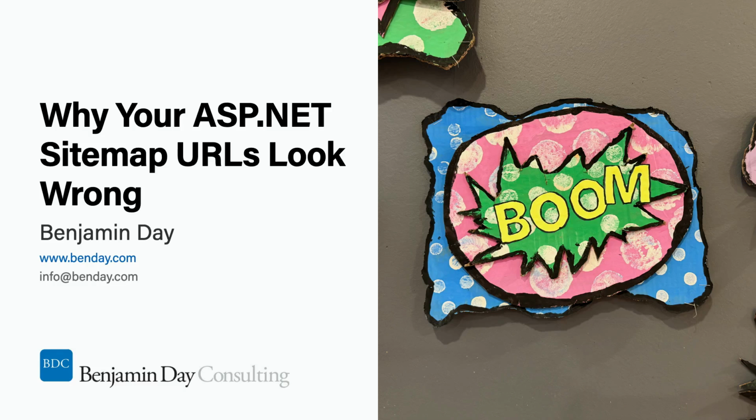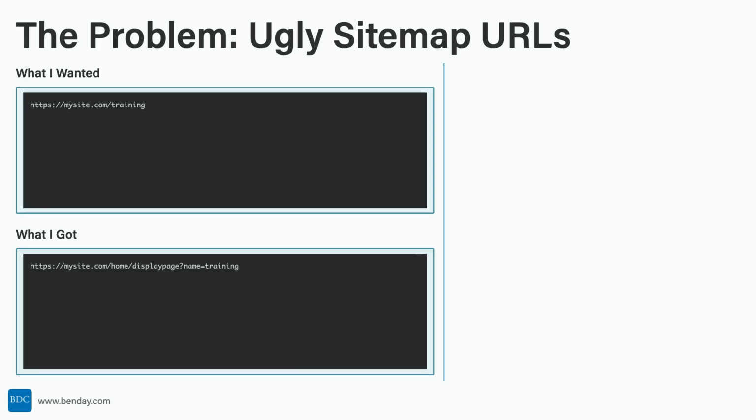Okay, so I just ran into this bug and I thought it was worth a quick video. You're generating a sitemap or building URLs programmatically in ASP.NET Core and the URLs come out looking wrong. Let me show you what's going on. Here's what I was seeing. I'm generating a sitemap and the URLs are just not what I expected.